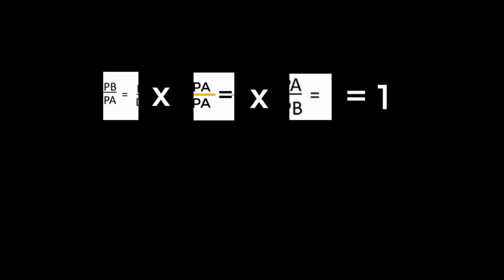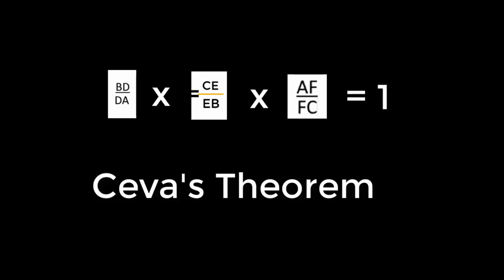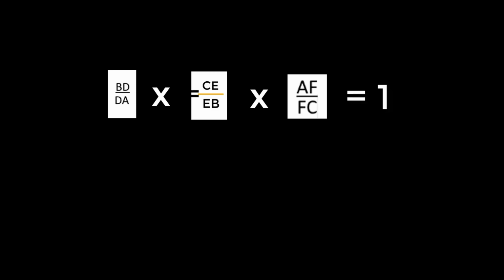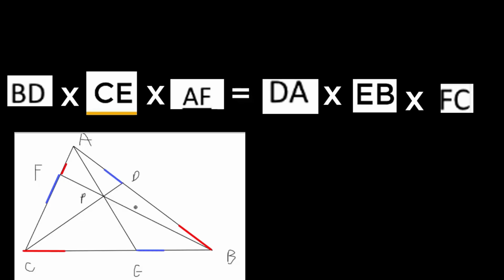You get these three ratios, and you can see that if you multiply all of the triangle area ratios together, it all cancels out and it equals 1. If we substitute all of the triangle area ratios with the base ratios, then you get Ceva's theorem. You can further simplify this and see that the product of every other part of a side is equal to the product of the latter sides.